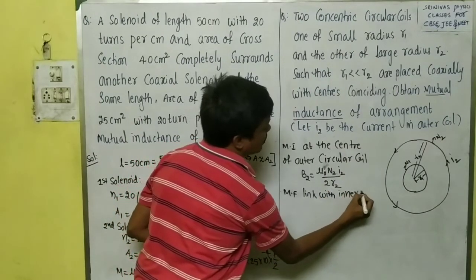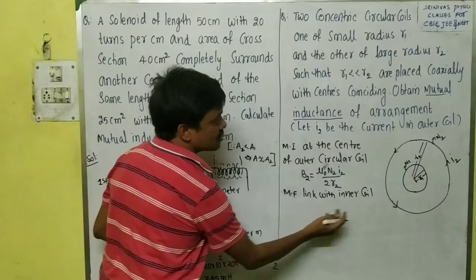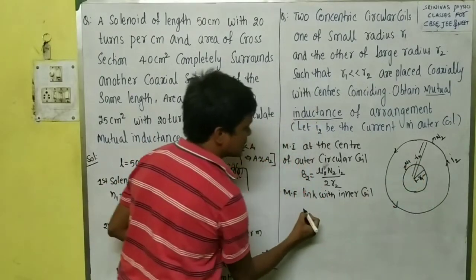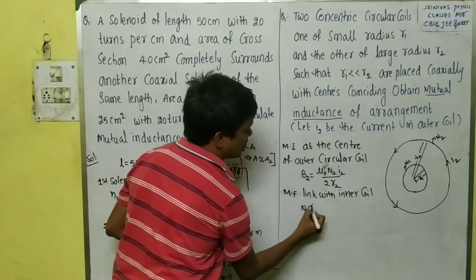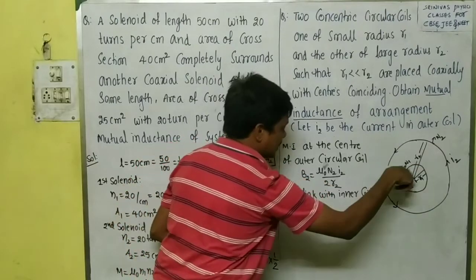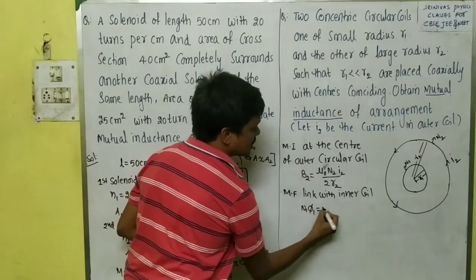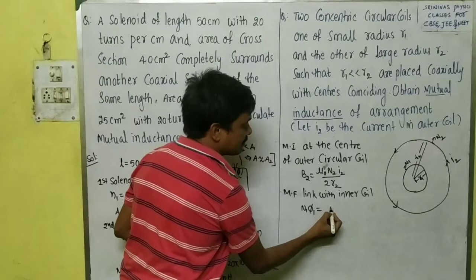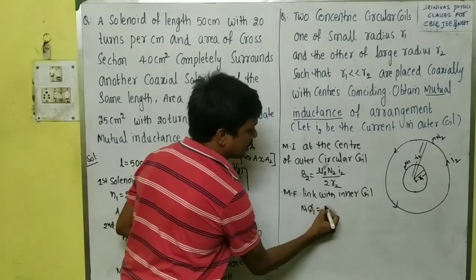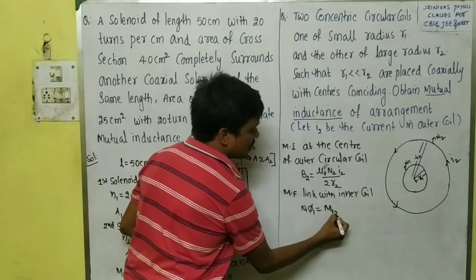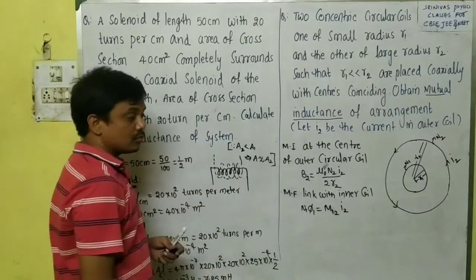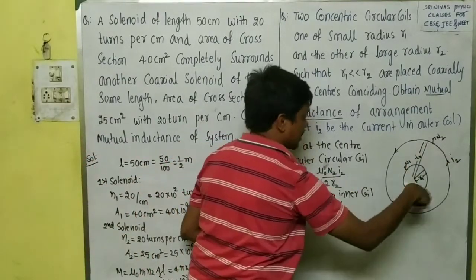What do we write? The flux linked with the inner coil is N1 phi1. That depends upon the current in the outer coil. That's why we write it is proportional to I2. But when the proportionality is removed, we get one constant, that is the mutual inductance. M12 into I2 we write. Mutual inductance in the first coil due to the second coil.